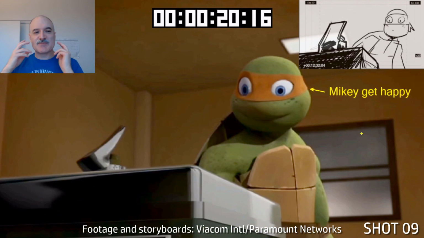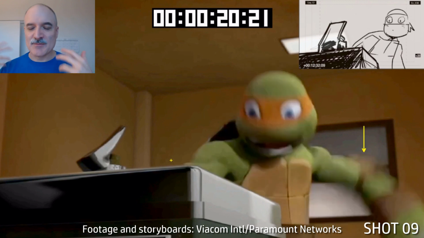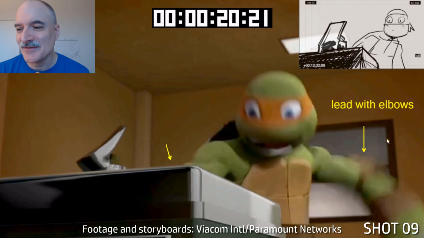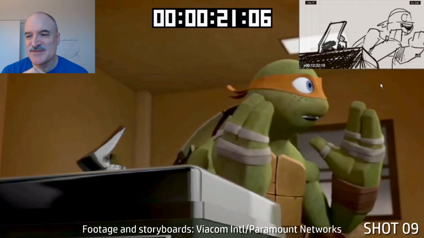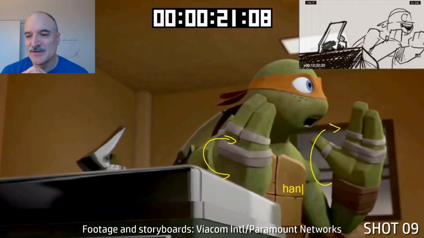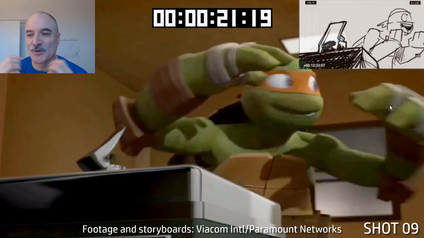We always want to see the expression change first, and then we can see the body change. We don't want to have the body change go ahead of the thought or the emotional impact. Leading with the elbows, that's just a general rule. Most of the time, if the arms aren't looking very interesting in animation, I'm going to say lead more with the elbows.